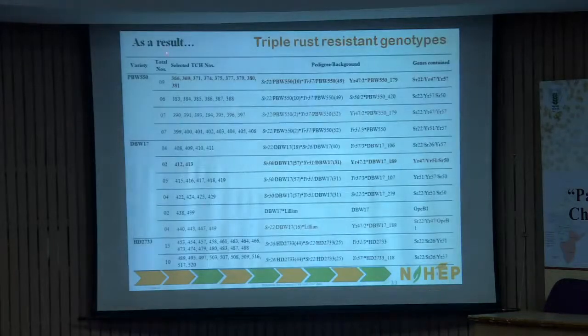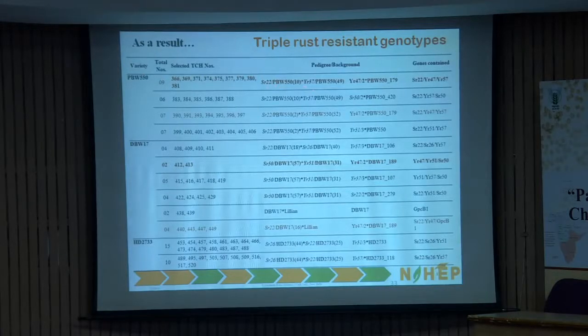So this is the kind of lines you will develop. In the background of PBW550, there was a line initially with SR22. We crossed it with YR57. The F1 had these two. And there was one more, YR47, linked to LR52. Leaf rust resistance is also coming together. We crossed these two and developed a triple cross.